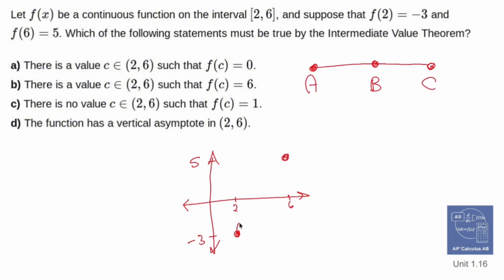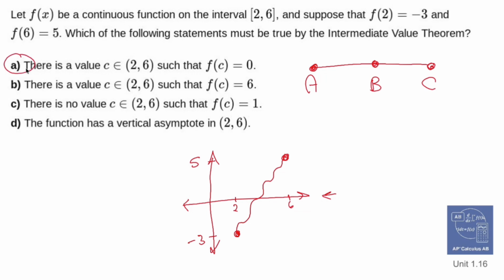So I don't know the route that I'm going to take. I don't know if it's going to be all wacky and stuff like that. But at some point, if I travel from 2 to 6, I'm going to hit the x values of 2 to 6, and I'm going to hit the y values of negative 3 to 5. So what must be true? There must be some c value in between 2 and 6 such that if I plug in c, I get 0. Yeah, that has to be true.